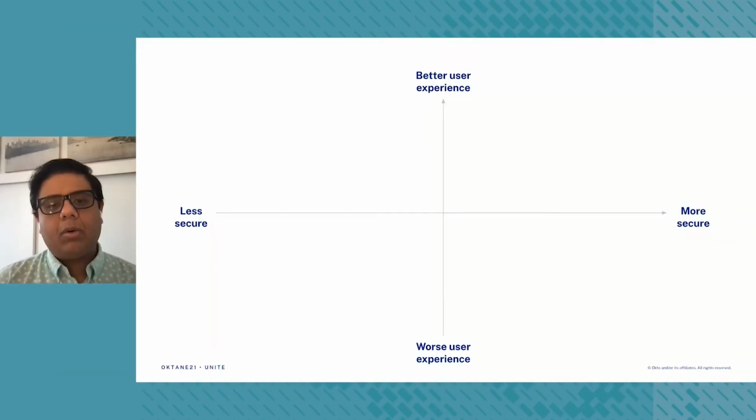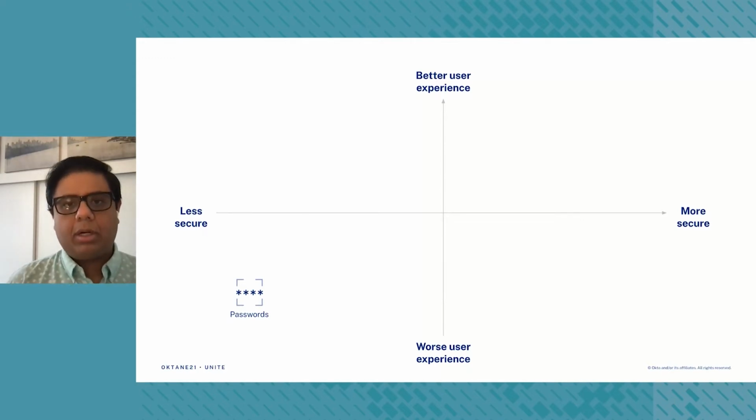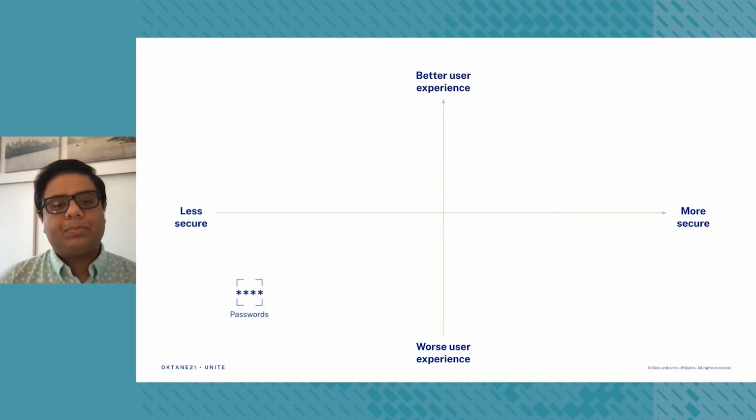And if we plot out what we're seeing in terms of trends on this sort of business 101 style of graph, with experience on one axis and security on the other, we can kind of place passwords on this bottom left quadrant here. Passwords aren't really that secure. They only provide one factor, a knowledge-based factor, providing something you know. And because of the reasons we just talked about, they don't really provide a great user experience.